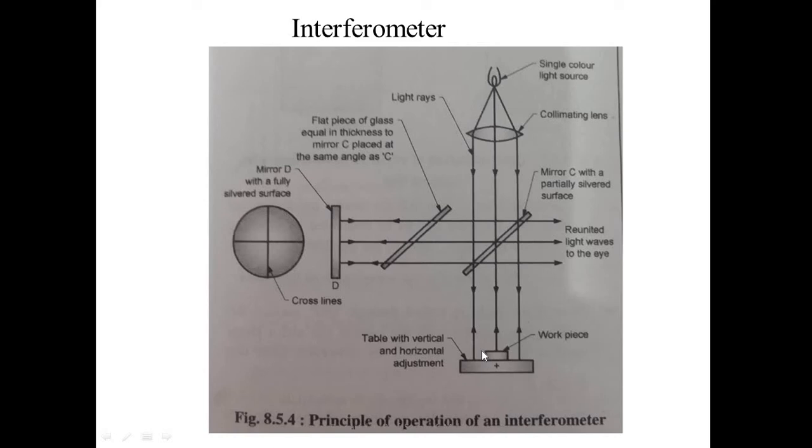If the height of the workpiece changes, the fringes obtained due to the workpiece are displaced relative to the table fringes. The fringes due to the workpiece will displace with respect to the fringes due to the table surface. This is the principle of operation of the interferometer.